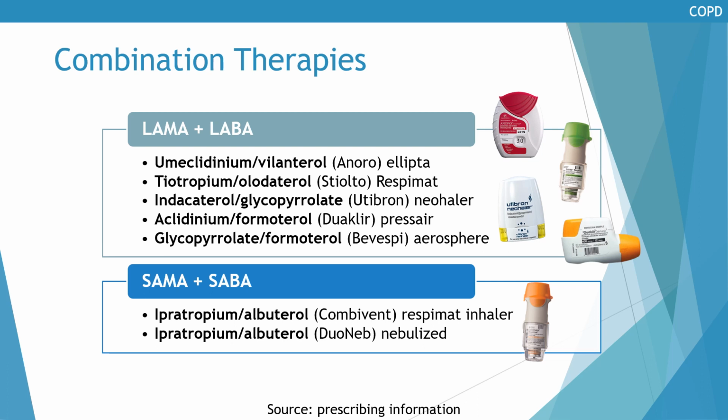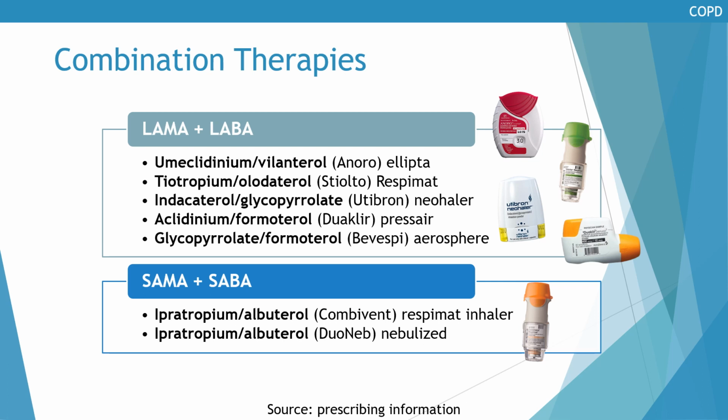LAMA-LABA combinations come as umeclidinium and vilanterol, which is called Anoro Ellipta, tiotropium and olodaterol, which comes as Stiolto Respimat, indacaterol with glycopyrrolate, which comes as Utibron Neohaler, and aclidinium with formoterol, which comes as Duaklir Pressair, and glycopyrrolate with formoterol, which comes as Bevespi Aerosphere.